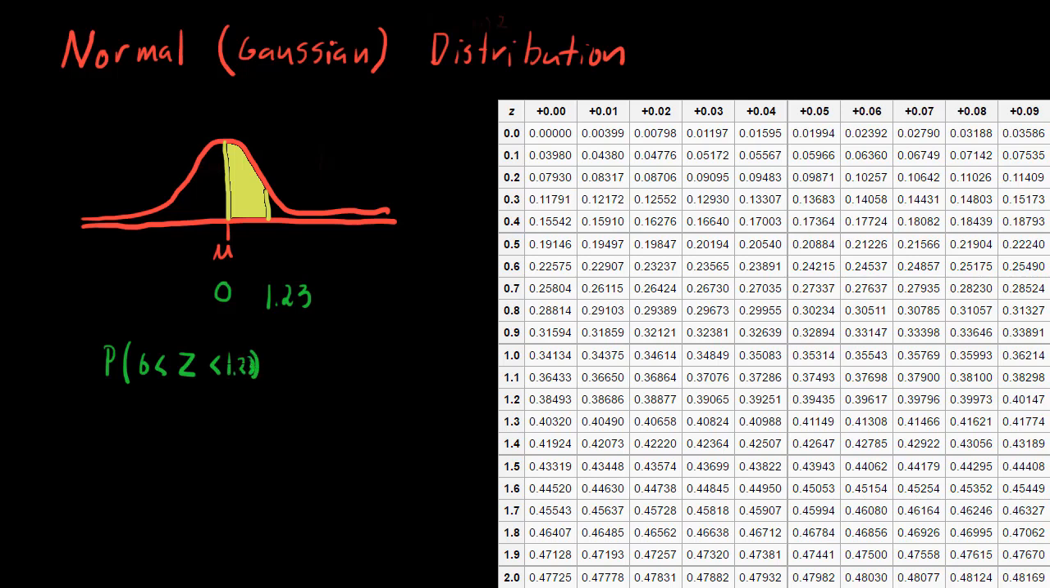So the way that we find that value is we go over to our z-table and we look down the left column until we find our 1.2, which is right here. And then we go along the top row and we find our plus 0.03.